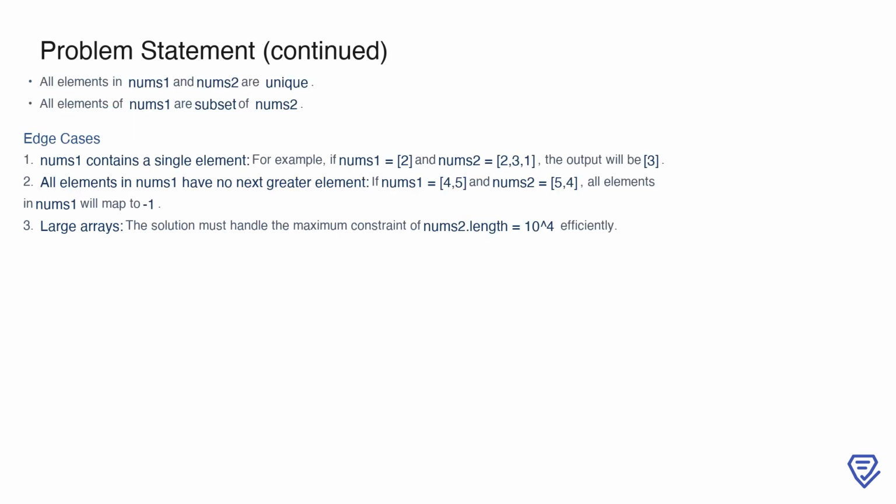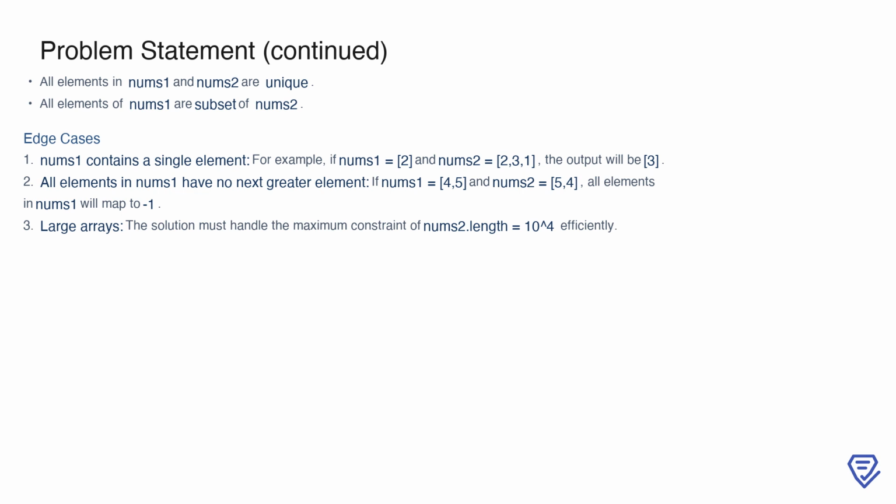To summarize, all elements in nums1 and nums2 are unique, and nums1 is always a subset of nums2. The problem also includes some edge cases. For instance, if nums1 contains a single element, like nums1 equals [2], and nums2 equals [2, 3, 1], the output would be [3], as 3 is the next greater element. If all elements in nums1 have no next greater element, such as nums1 equals [4, 5] and nums2 equals [5, 4], the output would be [-1, -1].